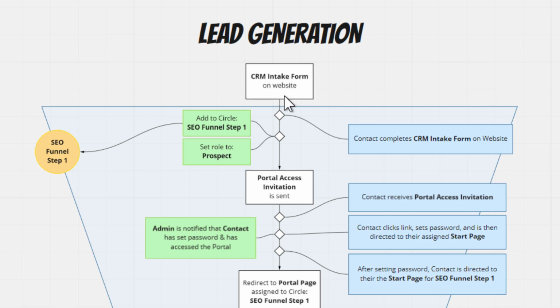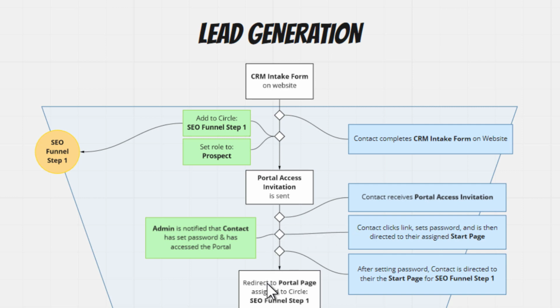When a visitor to my website completes the form, they will be added to my CRM. They'll be added to a circle called SEO Funnel Step 1. We're going to set their role as prospect, okay? They're going to be added into this circle. We're going to specify that the portal access invitation is sent. They'll receive that. They'll click to set their password.